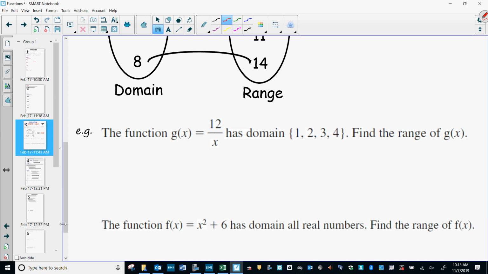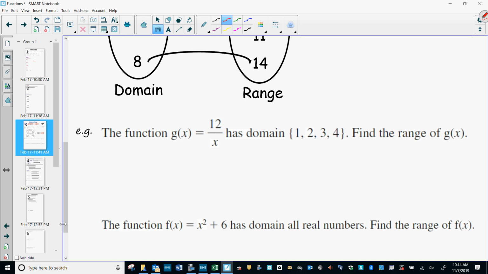Here's an example of a question. The function g(x) equals 12 over x has domain 1, 2, 3, and 4. Find the range. Well, my domain, they told me, we just need to know the range. How are we going to find the range? You've got the right idea, I think you said it incorrectly. 12 divided by x. Yes.